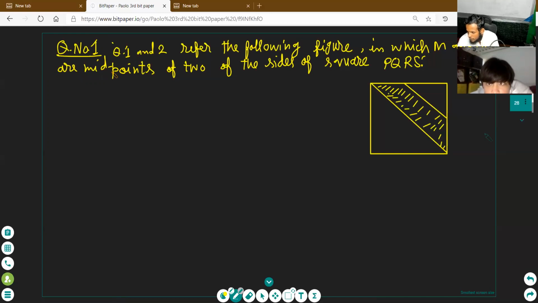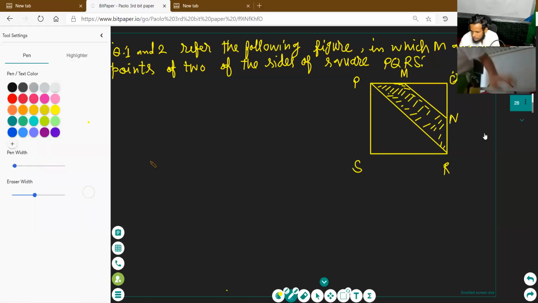This is the colored part. P, S, R. This is also a square. It is given PQRS and this is M. This is N.